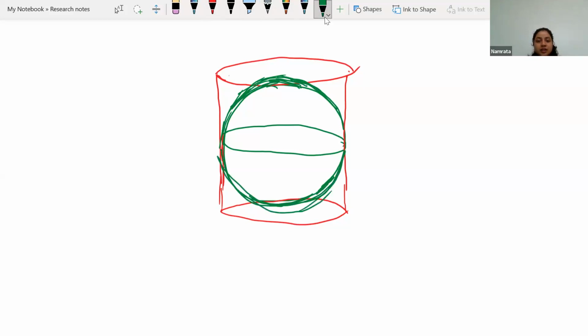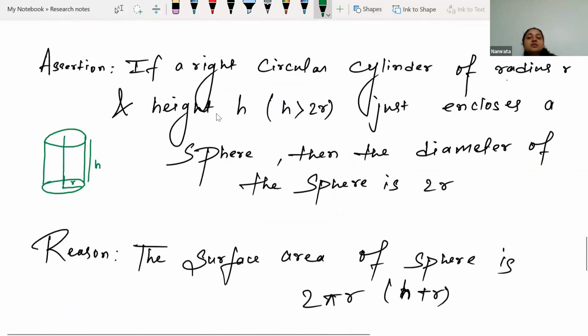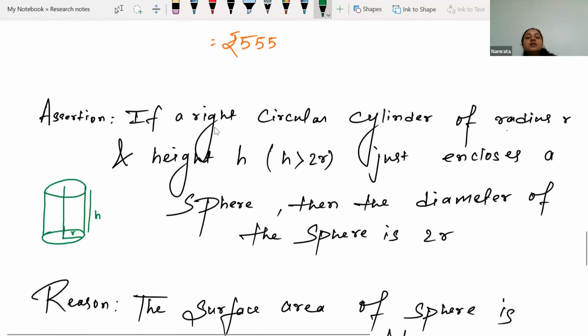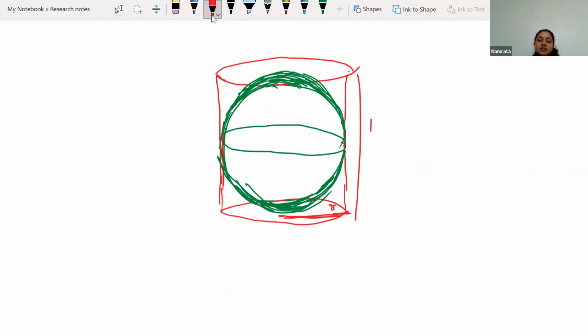Are you all able to relate with that? The cylinder is enclosing the sphere, right? Now, what else is written in the statement? The radius of the cylinder is r and the height of the cylinder is h, which is already given in the question.